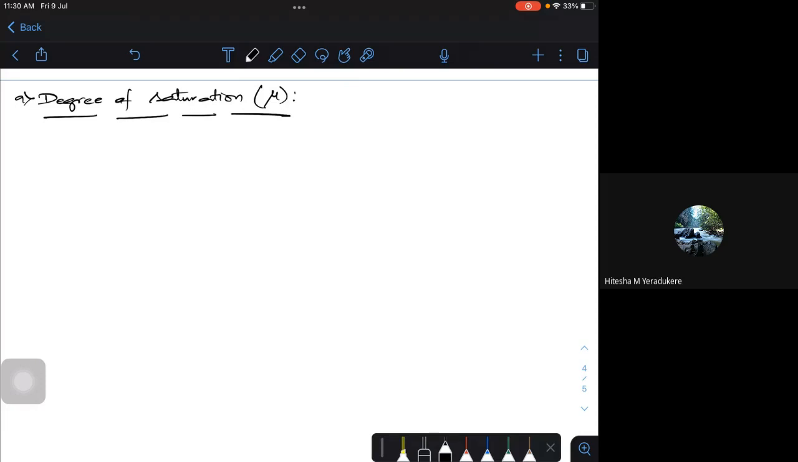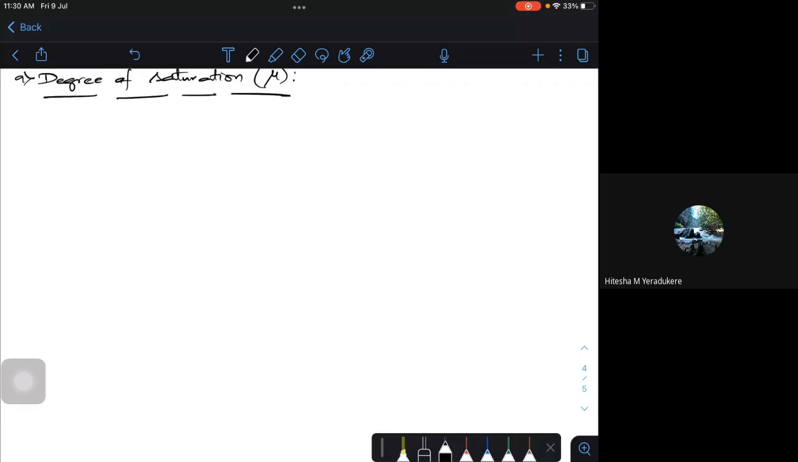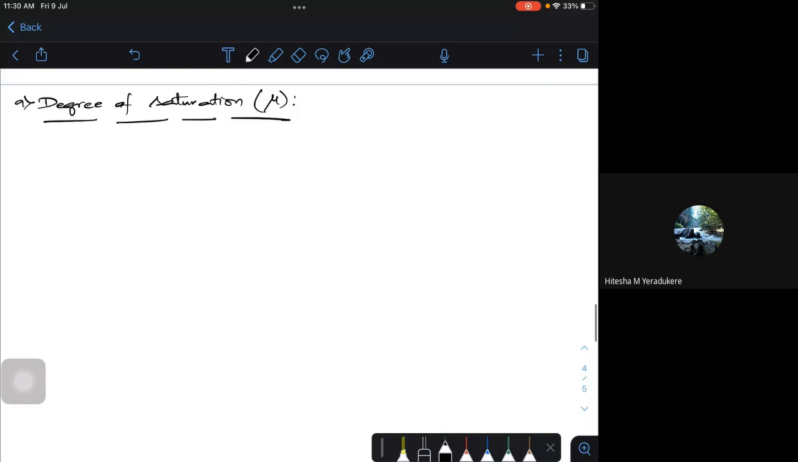let me write that. It is the ratio of the mass of water vapor in a unit mass of dry air to the mass of water vapor in the same mass of dry air under saturated condition at the given temperature, and that temperature is your dry bulb temperature. Degree of saturation mu, or I think some books call this the saturation ratio. This is the other definition they call.